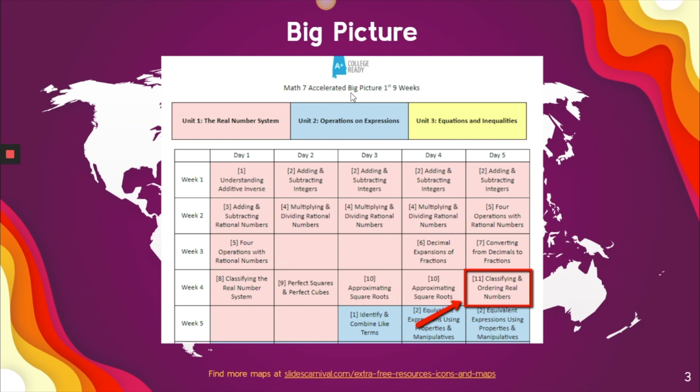Taking a look at the big picture for the first 9 weeks, you'll see that this lesson is in unit 1, which is coded with the pink. And it's lesson 11, and you also see that it's in one box, which means this is a one-day lesson.